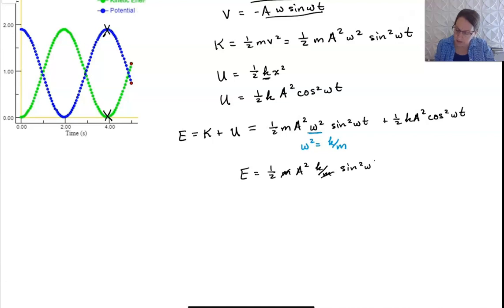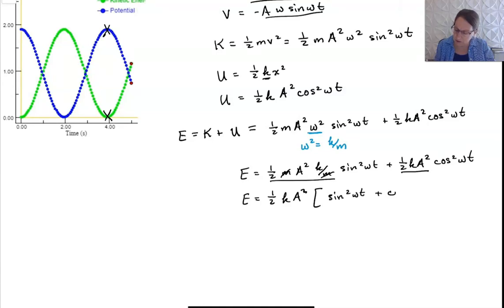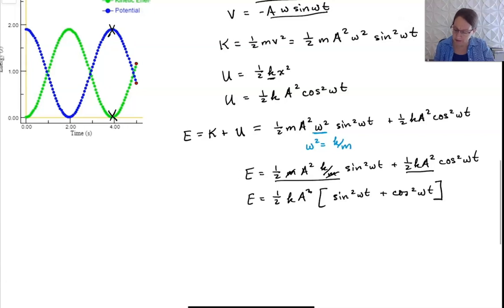Sine squared omega t plus 1/2 k a squared cosine squared omega t, and notice both of these terms have a 1/2 ka squared, so I'm going to factor that out, so I'm going to have 1/2 ka squared times sine squared omega t plus cosine squared omega t. And hopefully you remember that sine squared plus cosine squared is just 1, so that whole thing is 1. And so, of course, my total energy is just 1/2 ka squared.